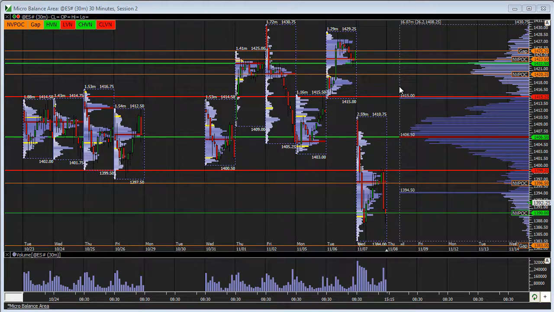And the other thing that we mentioned in the last video from Monday night was that if we got a directional break below 1405, then the market could tag these naked VPOCs at 1396 half, 1390, and then the open gap at 1383. So those would be the downside targets on a directional break below 1405.